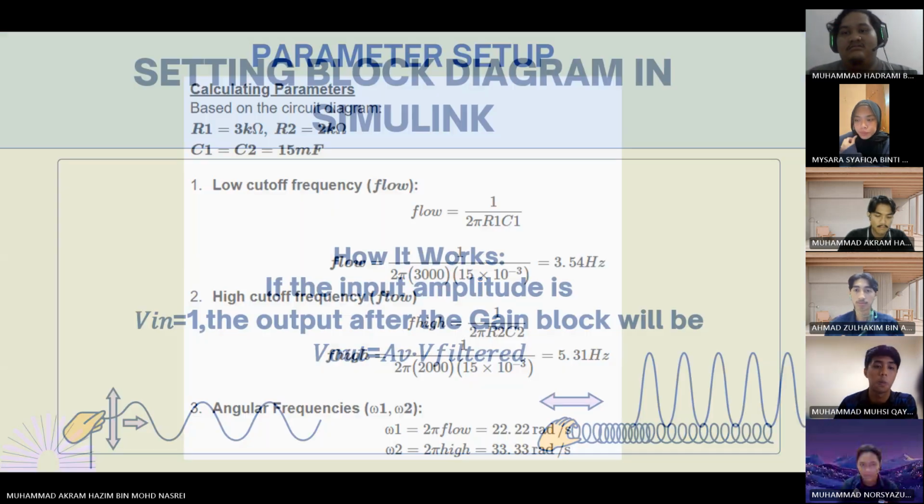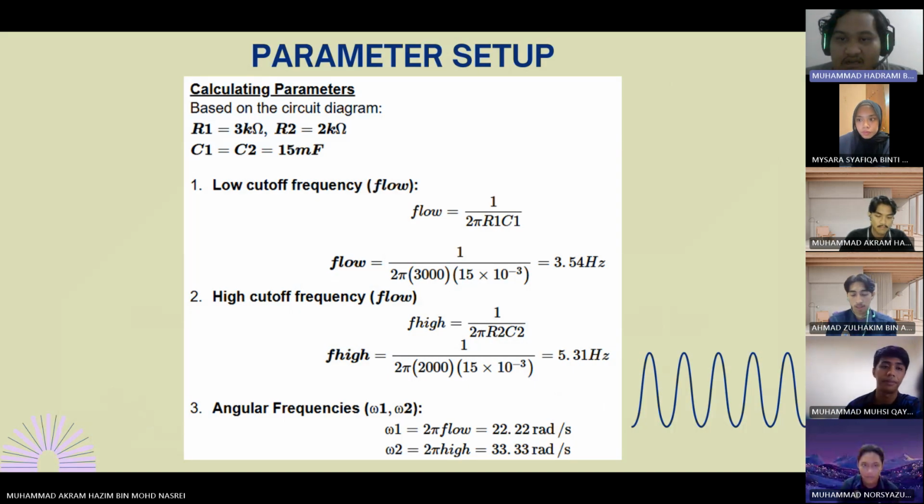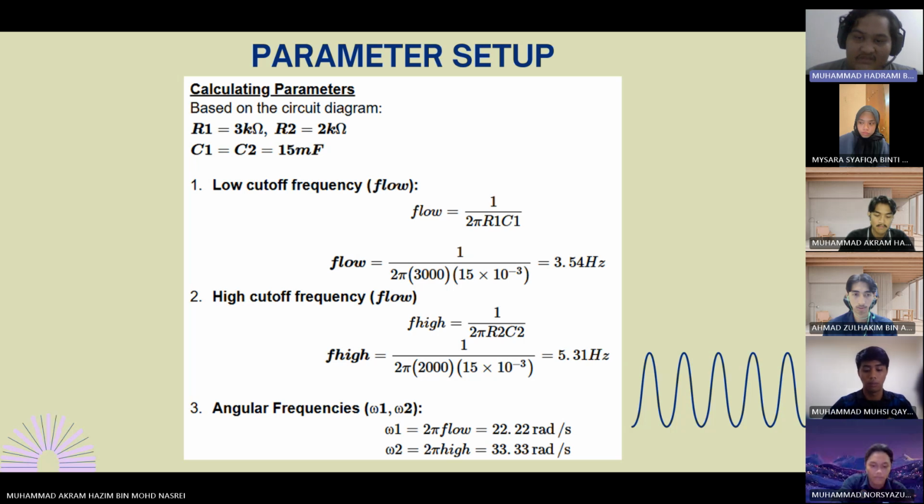So for the parameter setup, as Koyu has explained to us, for the low pass and high pass, for the low cutoff frequency we use 3.54 Hz, and for the high cutoff we use 5.31 Hz, which changed to angular frequency is 22.22 radian per second and 33.33 radian per second. This is the range we expect our circuit to work in, which is around 3.54 Hz to 5.31 Hz.